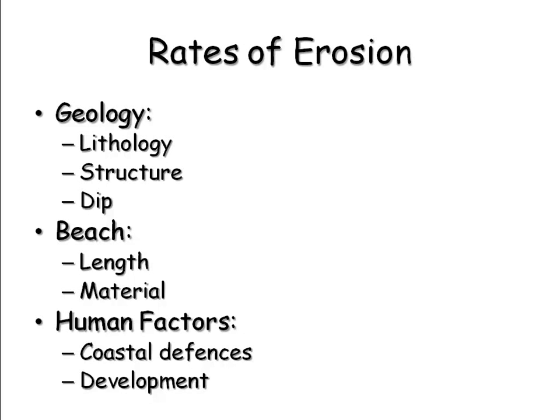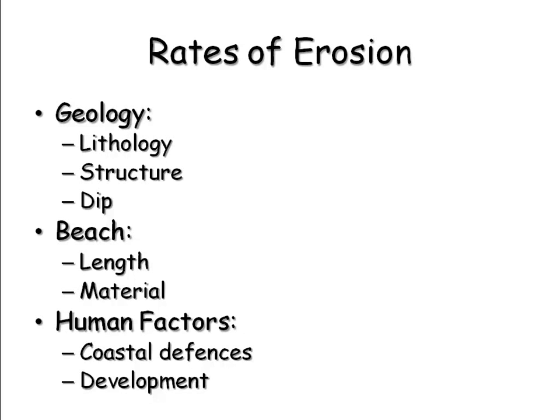The length of the beach, as I was just explaining, causes waves to break further out and lose more energy before they hit the cliffs. That'll slow the rate of erosion down. Also, the material the beach is made from, coarser material like pebbles and shingle, will cause more energy to be lost through friction before the waves can actually break. Whereas sandy beaches, that's less the case. Less energy will be lost through friction, so there'll be more energy left in the waves by the time they do attack the cliffs.